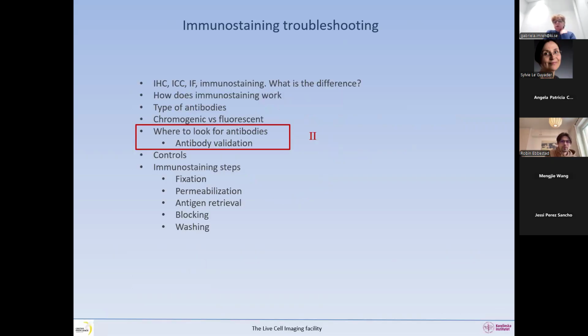Let's move on to the second part of the talk. Now that we know what kind of antibody we want, whether I want a monoclonal or I need a polyclonal antibody, let's see how we find them and how we can get an idea whether the antibody will perform well for our experiment.